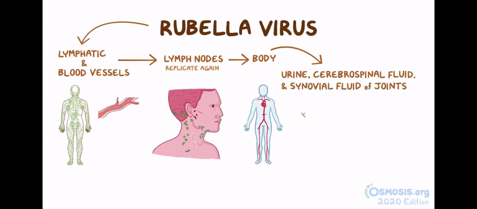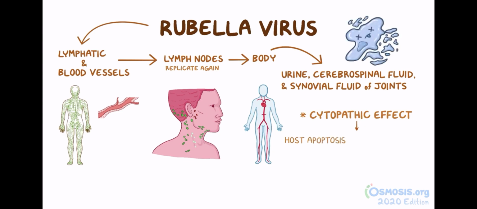Finally, the rubella virus has a cytopathic, or cell-damaging, effect that's linked to viral replication. This happens because the host body reacts to replication by causing apoptosis, or cell death, in infected cells, in an attempt to prevent the virus from spreading further.